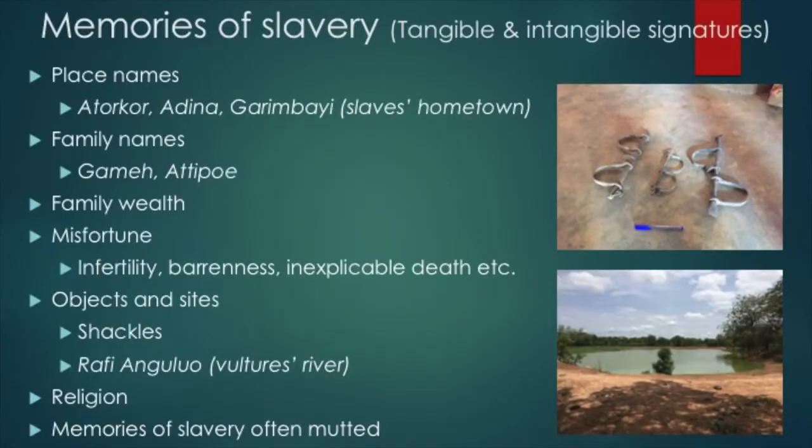There are also objects and sites. Objects like in the picture there, like the shackles, and then the sites. This site is the site of Rafi Angolo, or Vultures River locally, where slaves that passed away during transit were deposited, and vultures, according to the oral accounts, came over and fed on the carcasses. And so due to the number of vultures that would congregate on that site, it was named Vultures River. Of course, it is no longer that way. This is a picture that shows the site. But the name Rafi Angolo always brings back that knowledge of slavery or the slave trade.